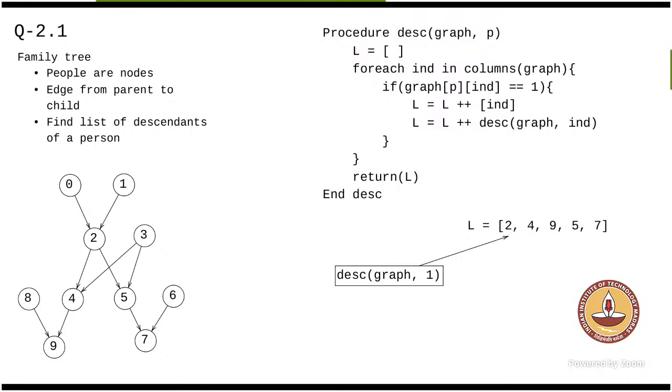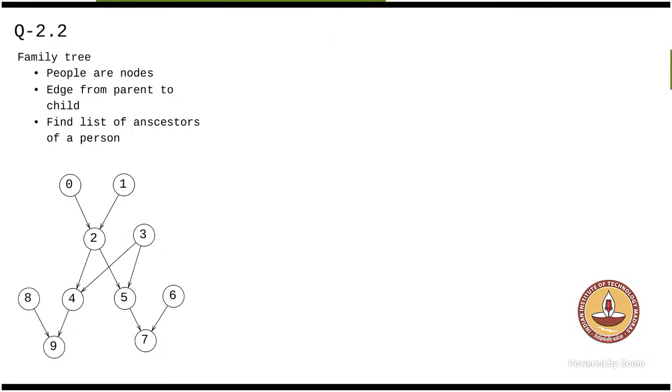Any other question about the descendants code that we wrote? No, sir. Okay, so I'll move on now. The same kind of question, with the same graph situation. You have to find the ancestors of a person, right? You have to find the father, mother, grandfather, grandmother, great grandfather, great grandmother. You have to do all that. So let's say you have to do this for the node 7. How will you find this?